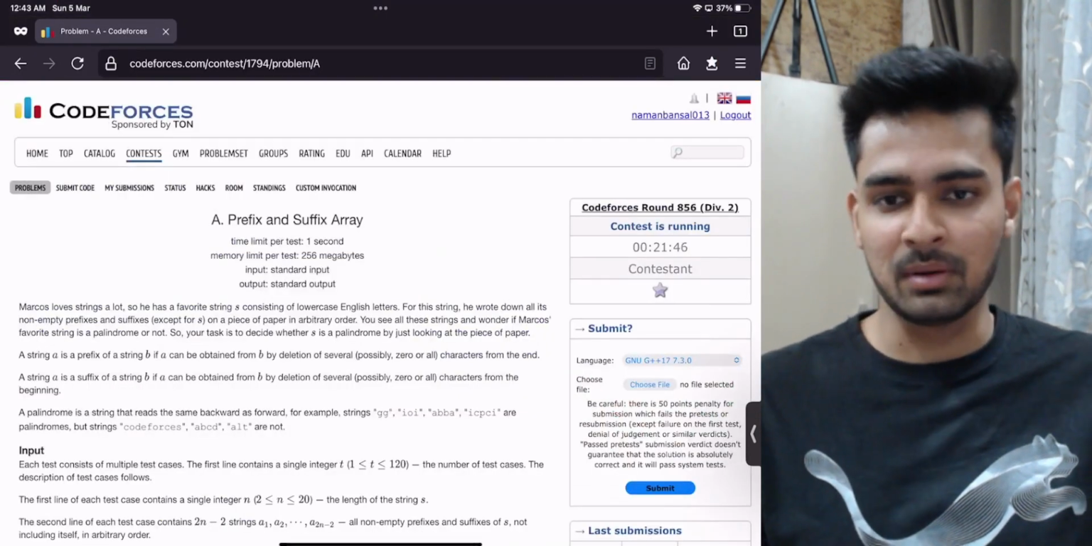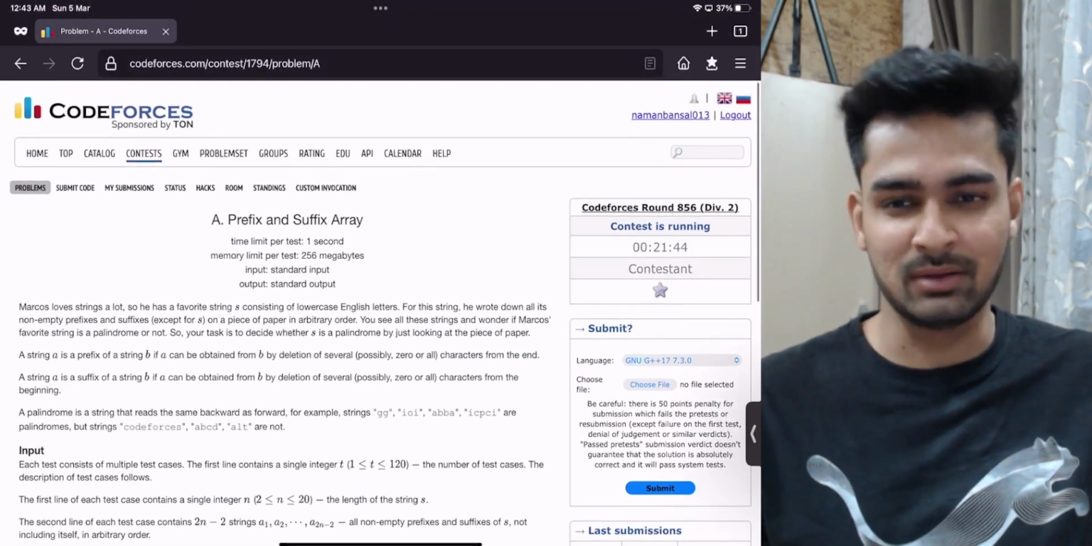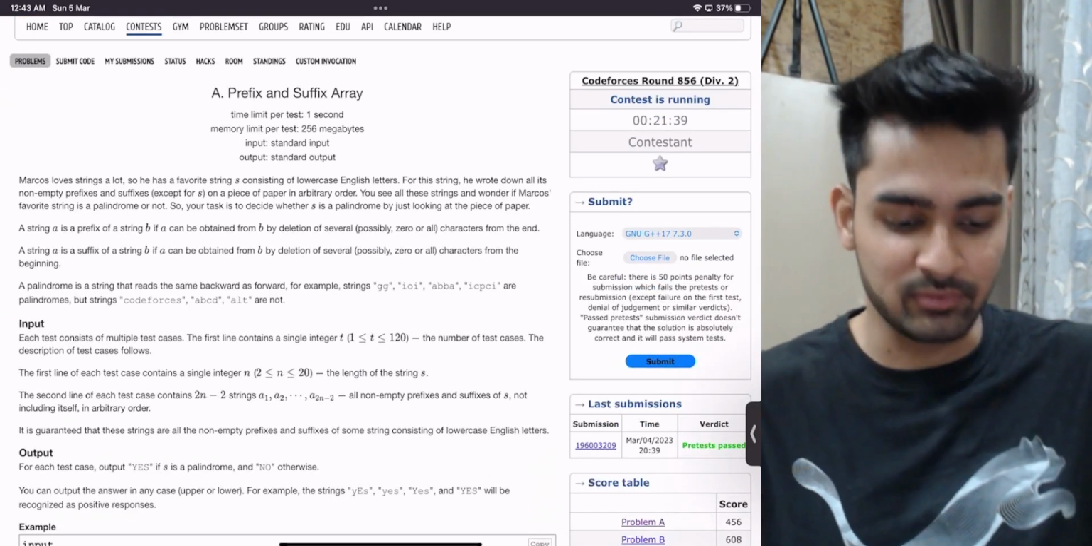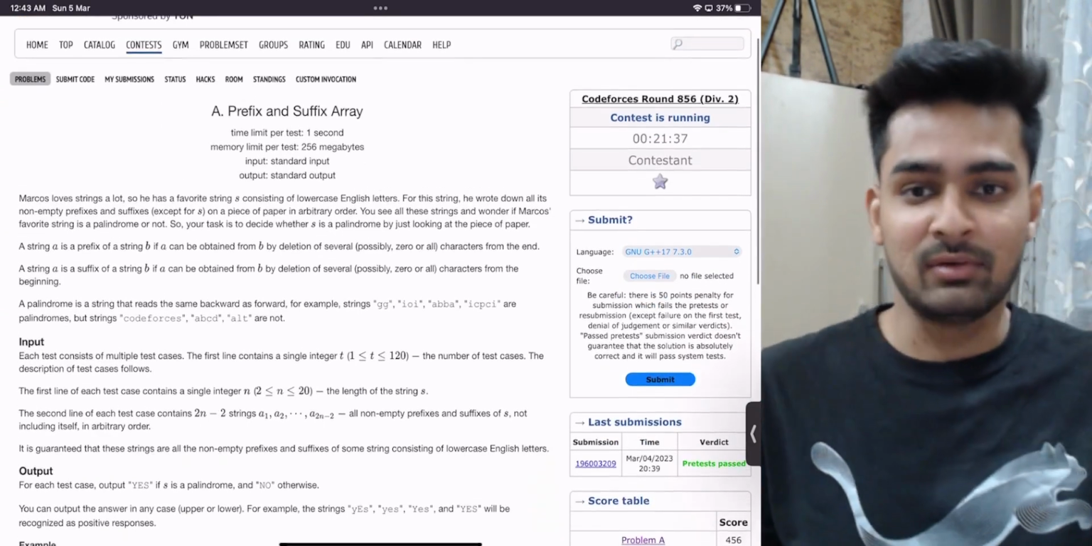A, B, and C, all three problems were pretty easy actually. If you are an expert level coder on Codeforces, you should have been able to do A, B, and C. A and B are pretty easy. C is also very easy. Alright, so let's start with the very first problem.